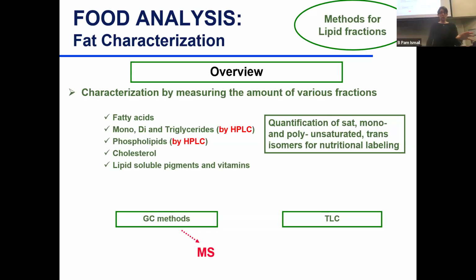And then there's also determining mono-, di-, and triglyceride content done by HPLC, phospholipids by HPLC, cholesterol, which I'll tell you about in a minute, by GC, and pigments and vitamins by LC as well, by HPLC. And this way we can determine saturated fatty acids, polyunsaturated fatty acids, trans fat, cholesterol, total fat. So all of these methods are used.